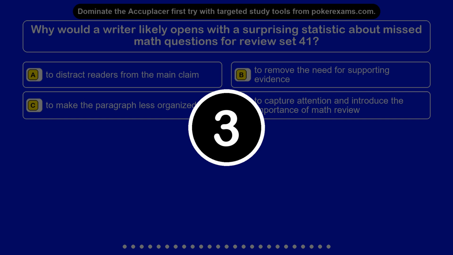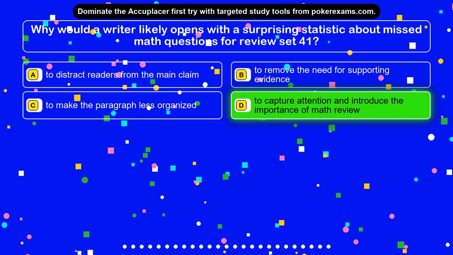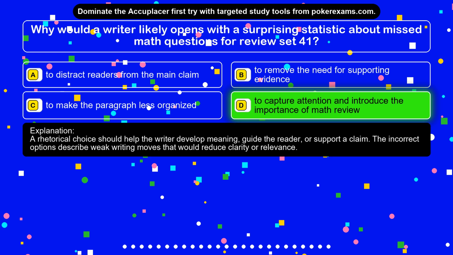The correct answer is option D. To capture attention and introduce the importance of math review. A rhetorical choice should help the writer develop meaning, guide the reader, or support a claim. The incorrect options describe weak writing moves that would reduce clarity or relevance.